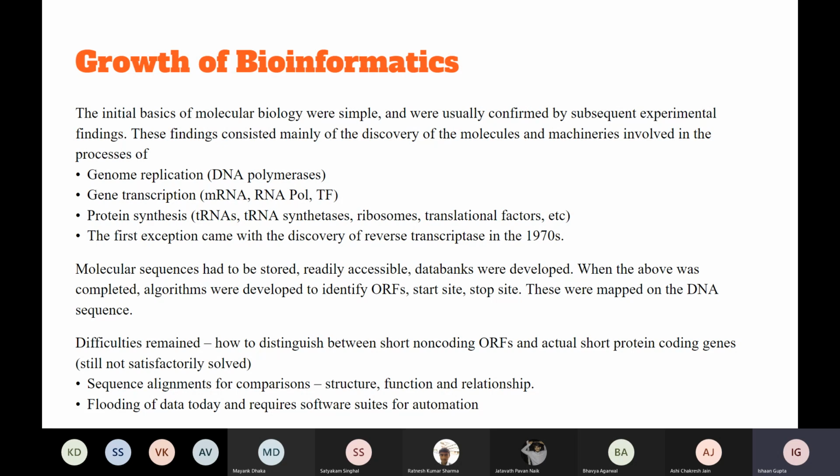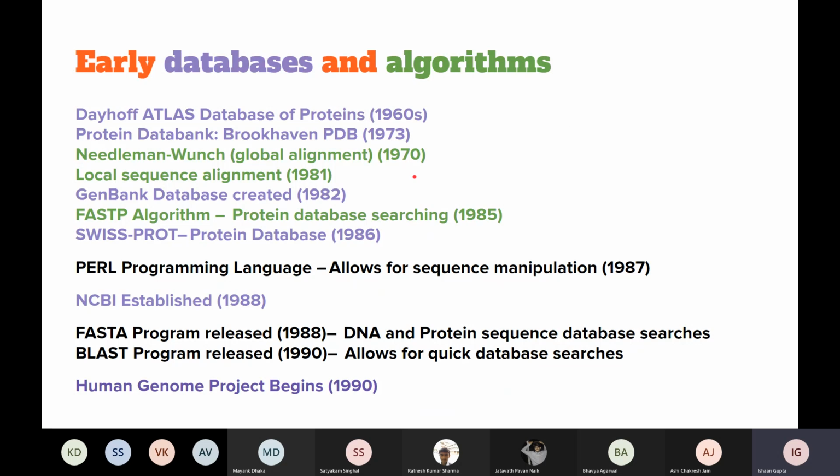All right. Given that there is a flooding of data today, you require automation, you require faster ways of solving these problems. So these are some of the early databases and algorithms that were developed. Databases are in purple.